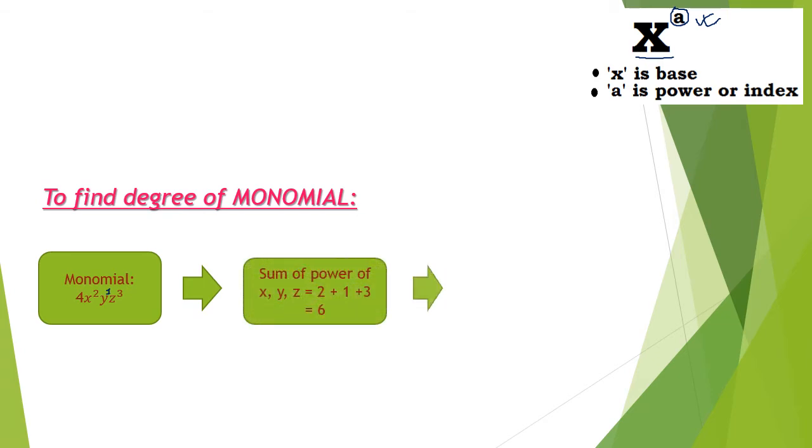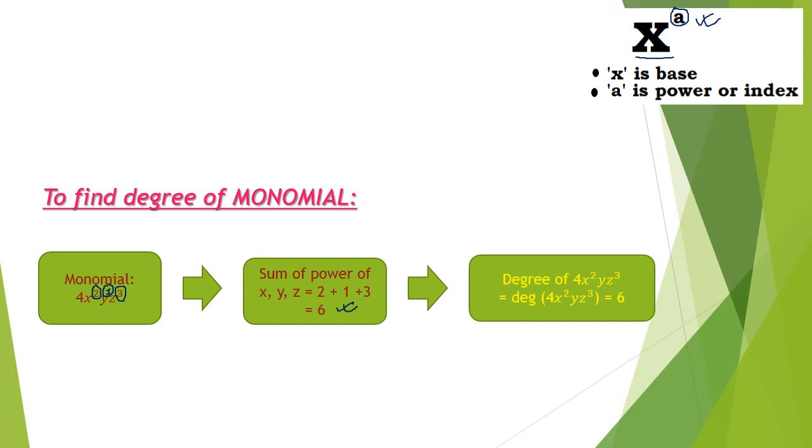Now, the sum of the powers of x, y, z. The power of x is 2. You can see right here. Power of y is 1. If there is nothing, then it's 1. And power of z is 3. Let's add it. Then 2 plus 1 plus 3, that is 6. Now what will be the degree of the monomial 4x square yz cube? The degree will be 6.